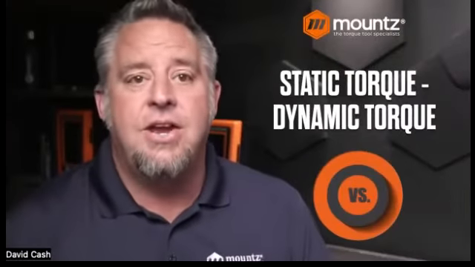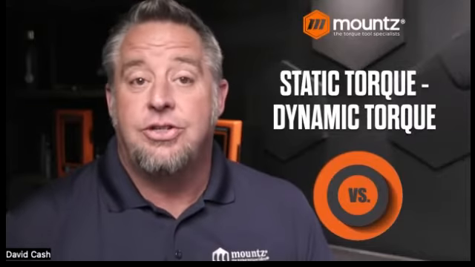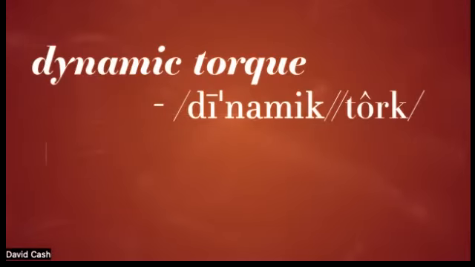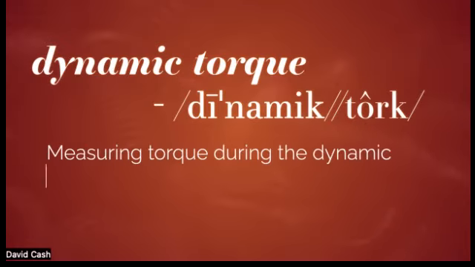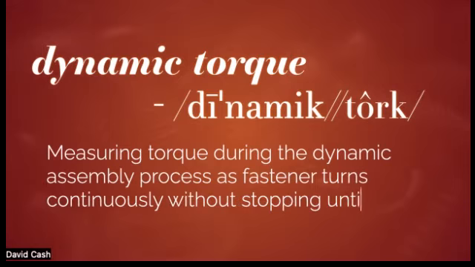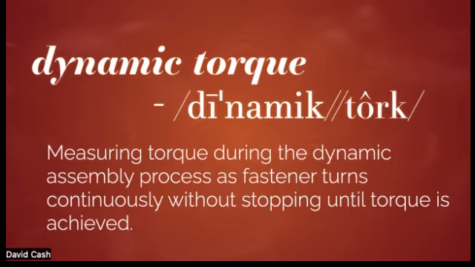Now, you may often hear the term static torque or dynamic torque. They're a little bit different scenarios, where they can mean different things. Primarily, dynamic torque is when we are measuring the torque during the assembly process. So we're turning the fastener until that fastener has been torqued, and we're measuring that. That can simply be done with the rotary style sensor that we looked at.